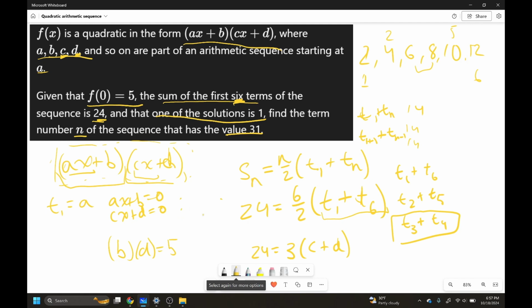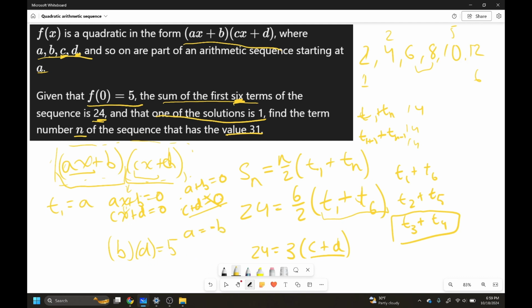We know that one of the solutions is 1, so essentially when you plug in 1 for this, we get 0. So we know a plus b is equal to 0, or we know c plus d is equal to 0. What we can automatically eliminate is c plus d equal to 0, because if c plus d was equal to 0, then you'd have 3 times 0 is equal to 24, which does not work. So we know that a plus b equals 0, or in other words, a is equal to negative b.